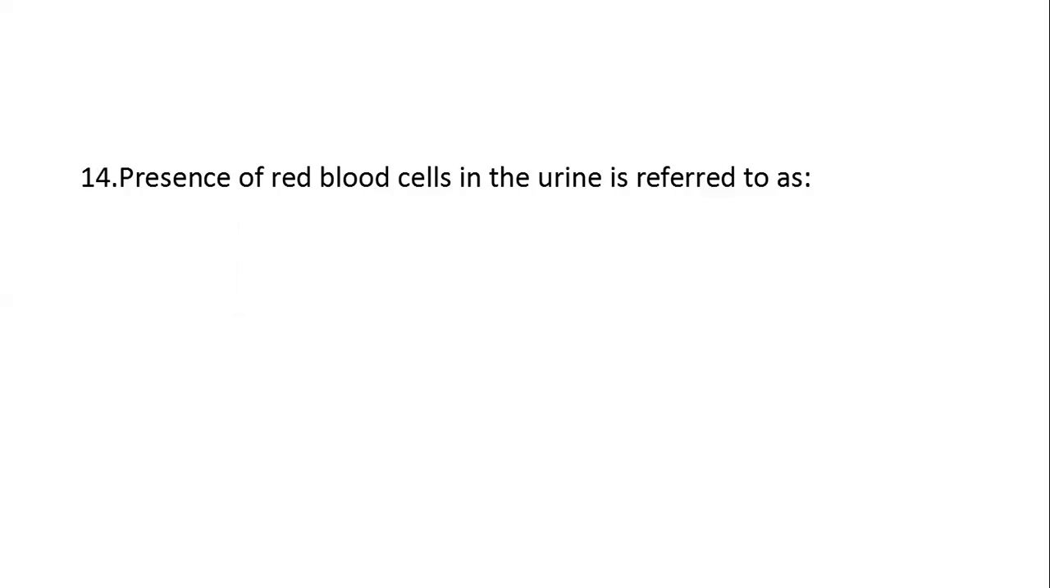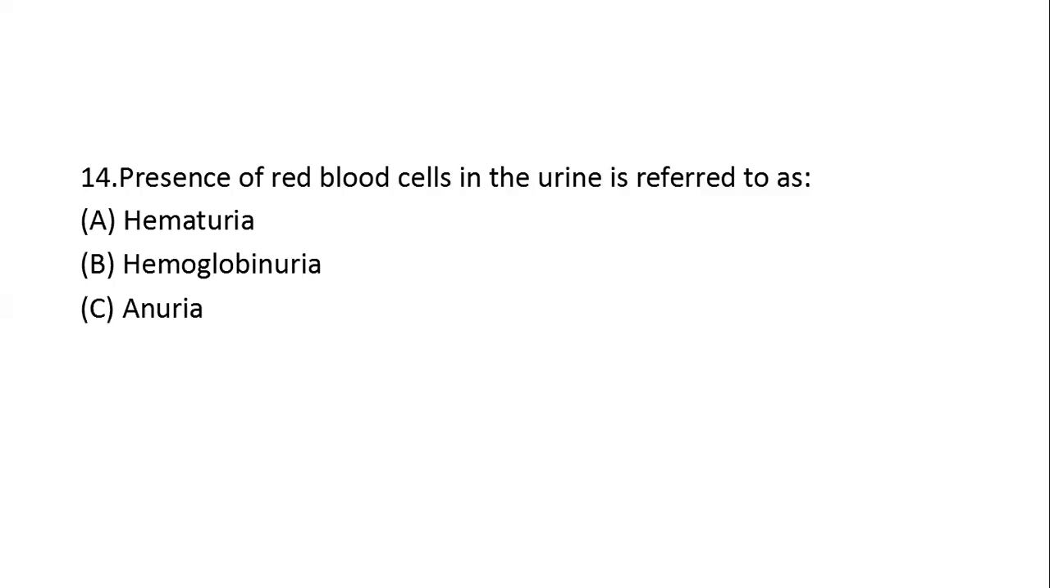Next question: presence of red blood cells in the urine is referred to as option A, hematuria; option B, hemoglobinuria; option C, anuria; option D, chyluria. The right answer is option A, hematuria. Hematuria means presence of RBCs in the urine. Hemoglobinuria means presence of hemoglobin in the urine. Option C, anuria, is absence of urine. And D, chyluria, means milky colored urine.